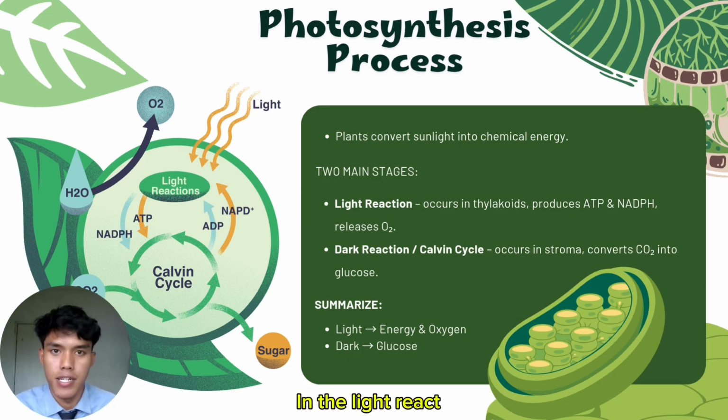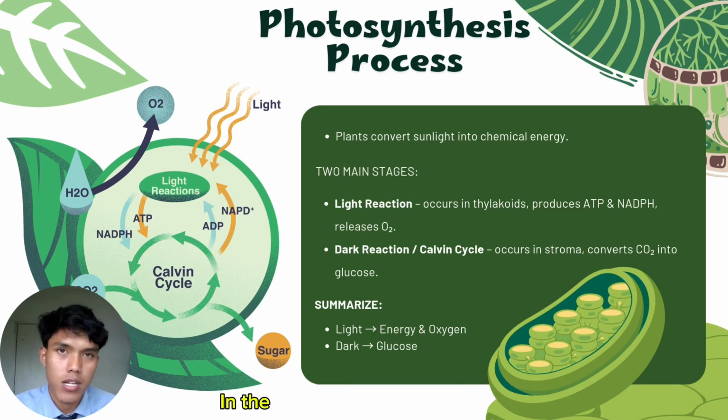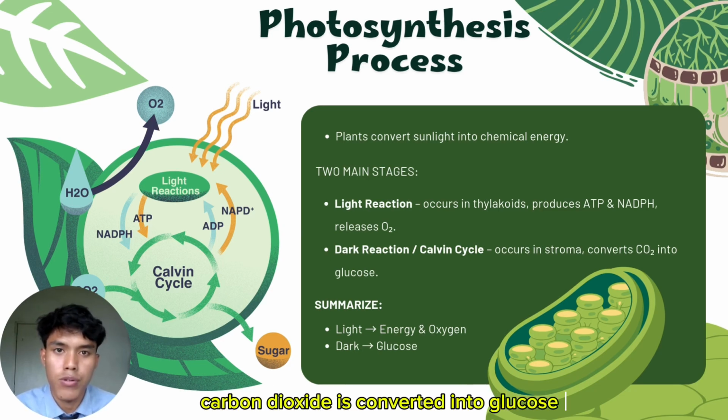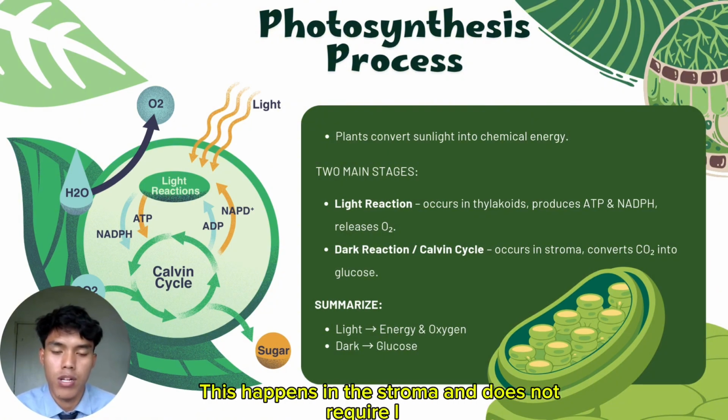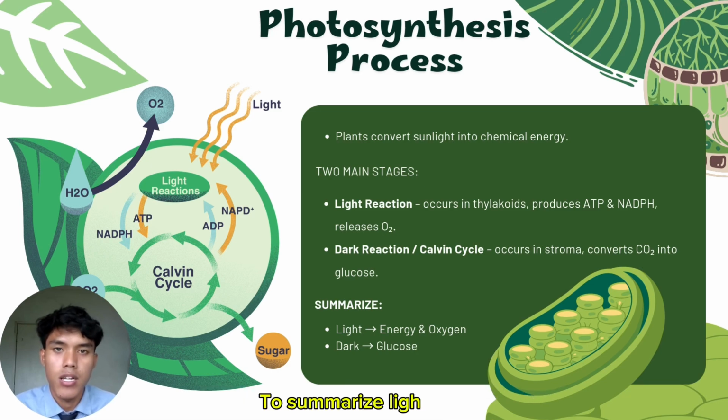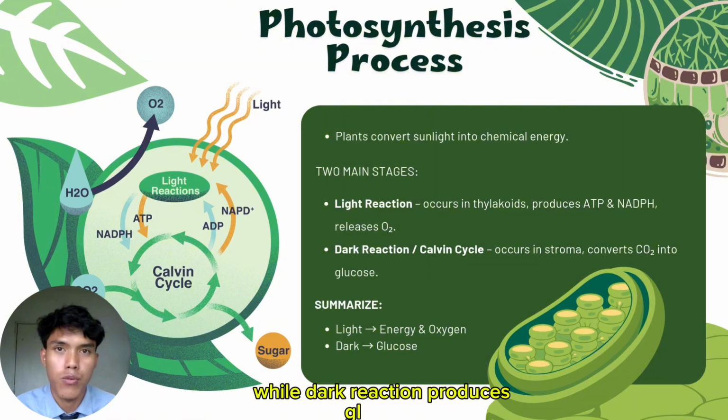In the light reaction, sunlight is absorbed by chlorophyll in the thylakoid membrane to produce ATP and NADPH. Water molecules are split to release oxygen into the atmosphere. In the dark reaction or Calvin cycle, carbon dioxide is converted into glucose using the ATP and NADPH from the light reaction. This happens in the stroma and does not require light. To summarize, the light reaction produces energy and oxygen, while the dark reaction produces glucose for the plant's food.